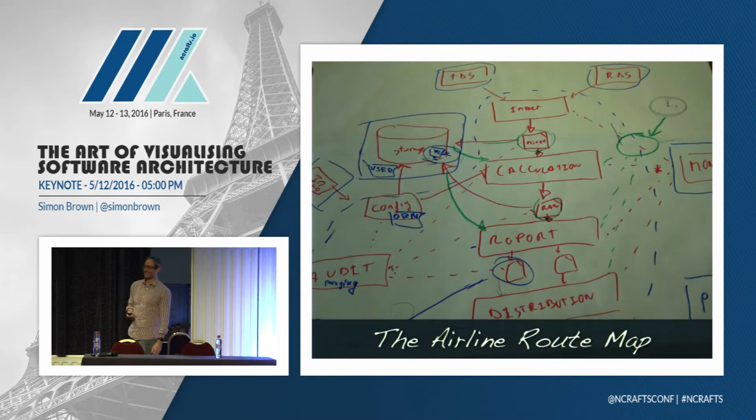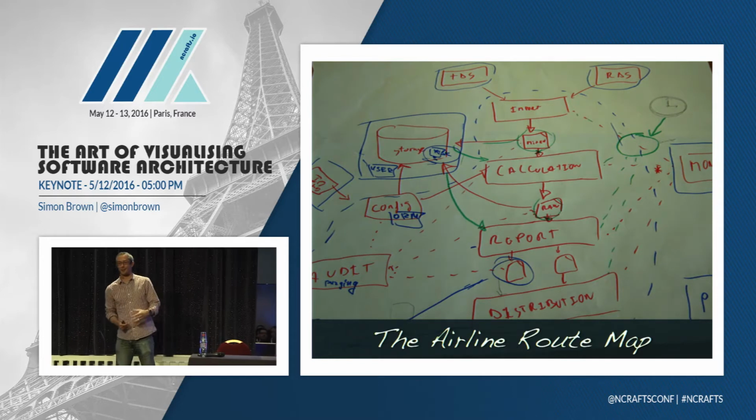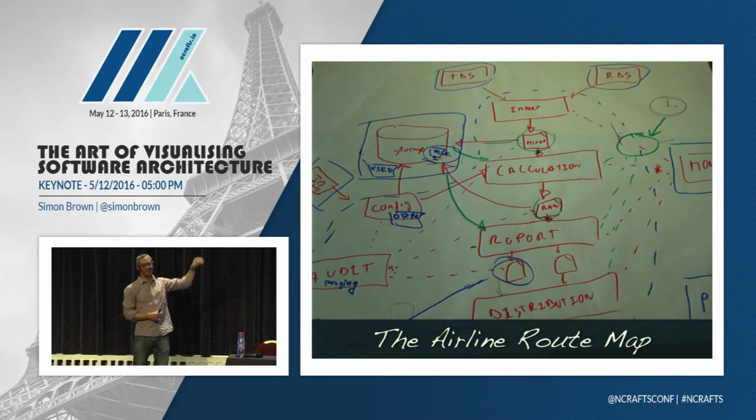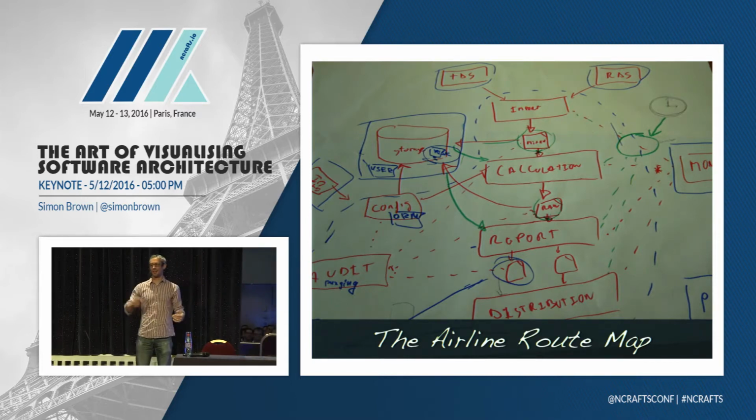Oh, I love this one. Next time you go flying in an airplane, open up the magazine, you'll see this architecture diagram. So the stuff in the middle kind of represents the major steps in the process. We import some data, we perform some calculations, we generate a report, and then we distribute the report. That kind of makes sense. And then all hell breaks loose.